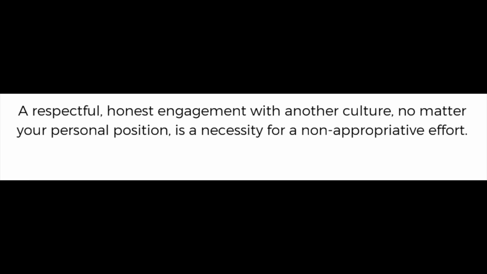Personally, I find that the common thread here is respect. A respectful, honest engagement with another culture, no matter your personal position, is necessary for a non-appropriative effort. So let's take a look at cultural assimilation, which is quite a different thing than appreciation or exchange.